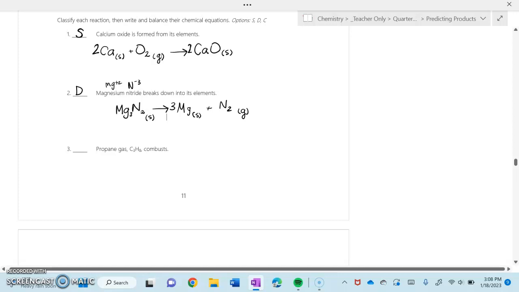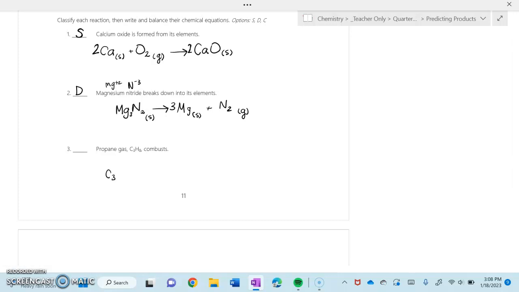Propane gas combusts. So propane is C3H8. We know the combustion pattern is always the same here. So let's classify that as combustion. Now we can put in our gases. Everything in a combustion reaction is a gas. And sometimes we'll put a triangle here to show that there's heat. You really could do that for synthesis and decomposition as well. The little delta just means there's a change in energy that causes the reaction to occur.